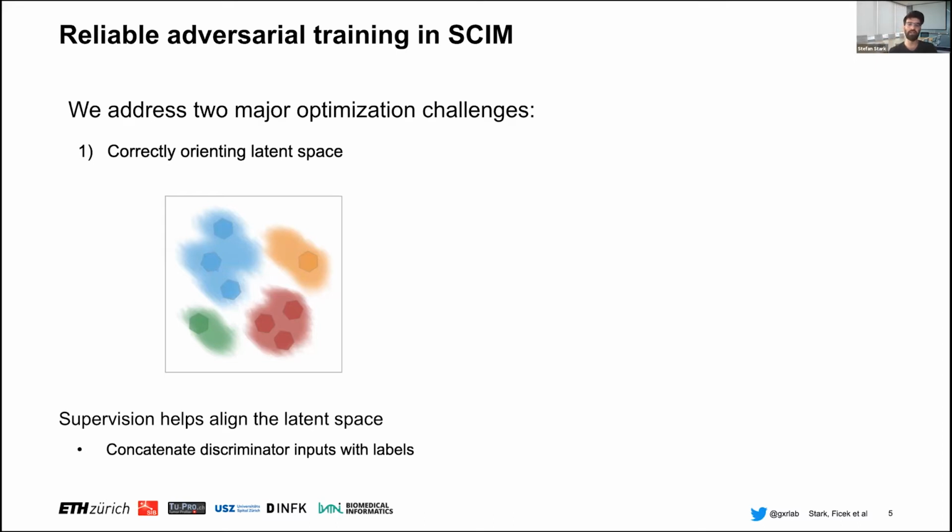And so to supervise, the discriminator inputs are concatenated with one-hot representations of these labels. So the discriminator sees the latent encoding, so the latent embedding, and then a code that describes the label. In most applications, the labels for a small subset of cells are enough to successfully orient this latent space between the technologies. So in this semi-supervised setting, cells that are labeled act as anchors, and these will define and coordinate the space around them across all technologies.